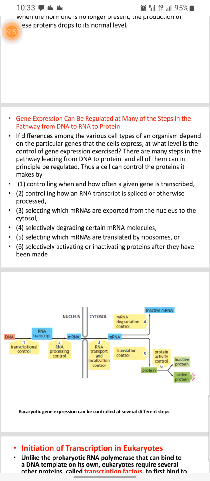Thus a cell can control the proteins it makes by regulating these steps involved from DNA to RNA, then to the protein. These steps control when and how often a given gene is transcribed. When there is a signal for transcription, this may activate the site and gene transcription takes place. Then controlling how an RNA transcript is spliced or otherwise processed, then RNA splicing takes place, then mRNA, and then selecting which mRNAs are exported from the nucleus to the cytosol. These are the steps of gene expression.